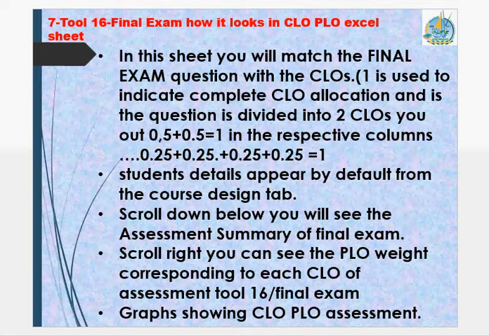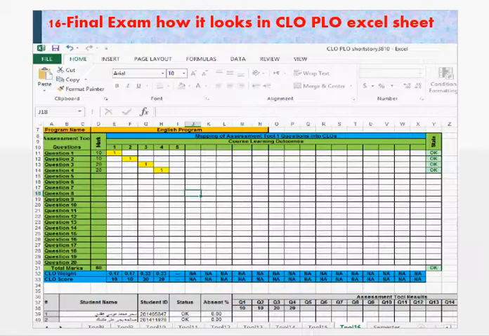Students' data is already there. It gets picked up from the course design sheet, and we can see the complete final exam assessment summary for the PLO CLO when we scroll down and towards the right of this sheet. Let me show you how it looks. See, this is my final exam or my tool 16 sheet. I have mapped it. Can you see my question?